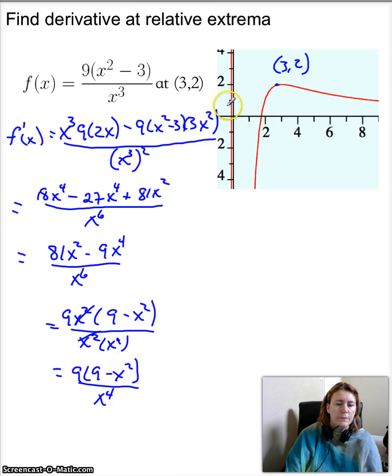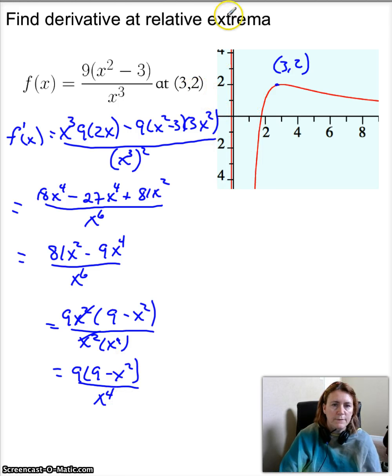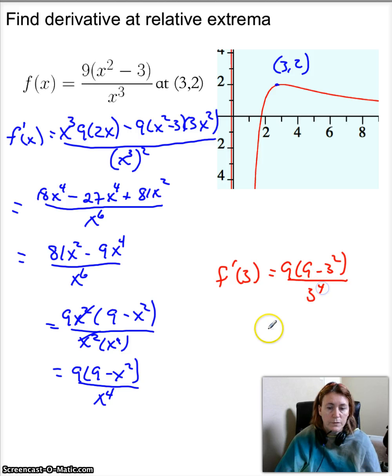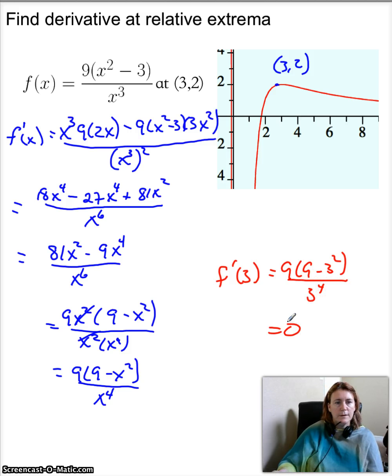Now we want to evaluate it when x is 3. What is the value when x equals 3? I don't have to worry about my denominator being 0. You kind of always have to check that. But when x is 3, f prime at 3 is what? 9 times 9 minus 3 squared divided by 3 to the 4th, which is 0. All that work. Oh, that was simple.